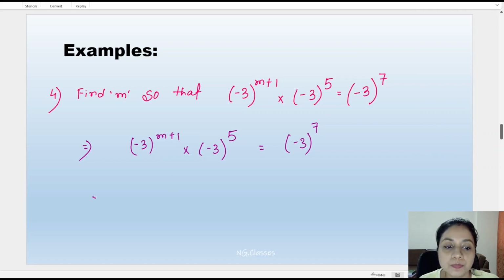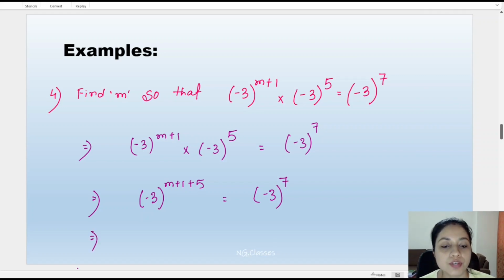So let's solve it. As we know, when the same bases are there and both the terms are in multiplication, then we have to add the powers. So it will be (-3)^(m+1+5) equals (-3)^7. Let's solve it. So (-3)^(m+1+5), when we add the constant terms, it will be m+6, right? Is equal to (-3)^7.